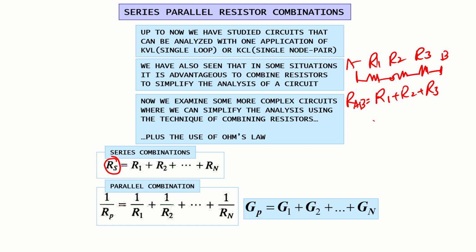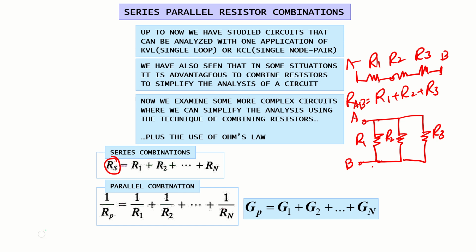Now if these resistors are in parallel, parallel means the branches are sharing two nodes. Let's say this is R1, this is R2, and this is R3. This is node A and this is node B. All these branches are sharing two nodes, A and B, so they are in parallel.